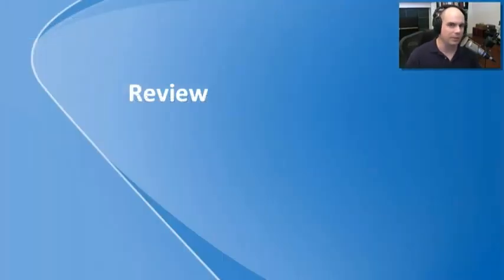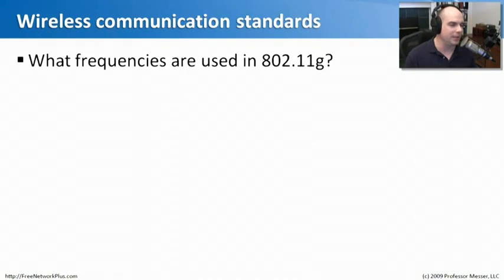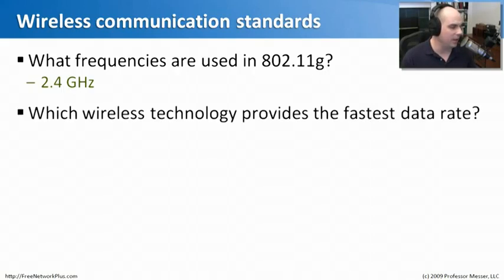Let's see how well we remember some of these wireless technologies and communication standards. Which frequencies are used in the 802.11g networks? Do you remember? Well, if you recall, it was an upgrade to 802.11b, and 802.11b was using our 2.4 gigahertz, so therefore 802.11g is using 2.4 gigahertz as well.